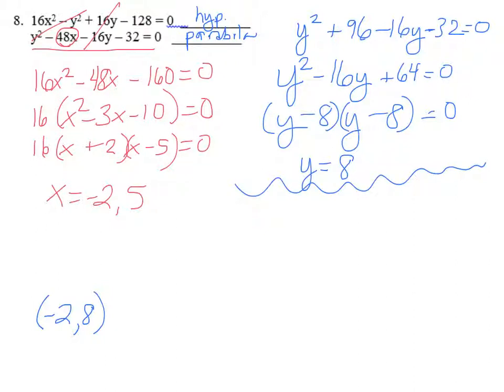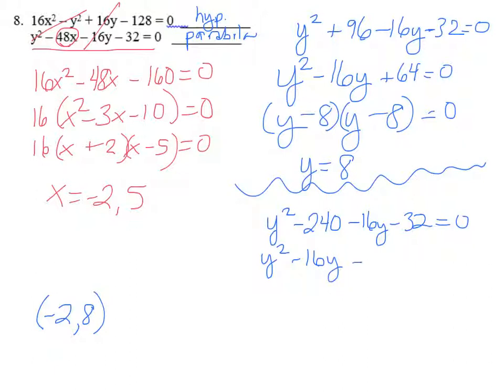This time I'm going to plug in the 5, so it's going to be y squared. I'm going to need a calculator on this one, so it's going to be a -48 times that 5. It's going to get me a -240 minus the 16y minus the 32 equals 0. All right, so same deal. Let's rearrange it here. I'm going to end up with a -272. Huh. Interesting.